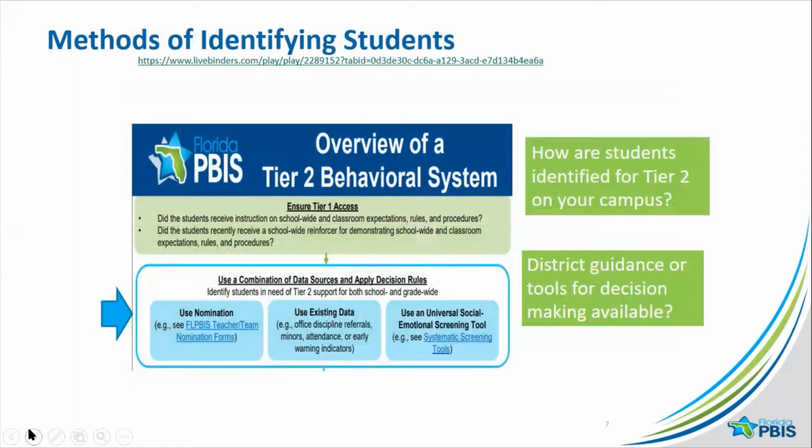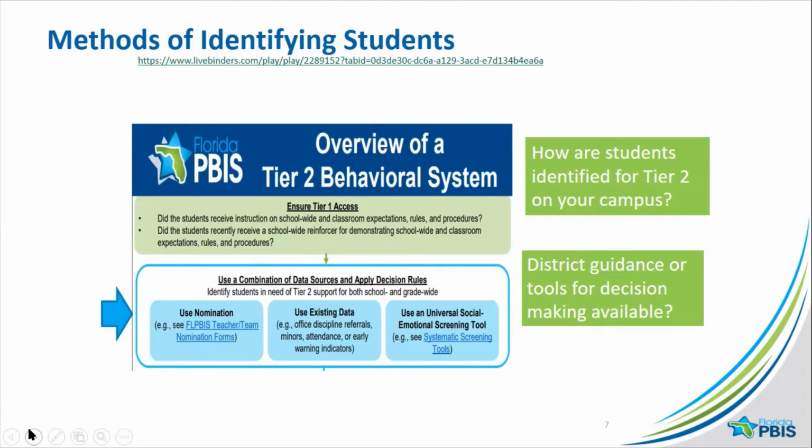Okay, so after evaluating that tier 1 health and looking at the layers of tier 1 health and supporting that, especially your tier 1 PBIS leadership team is always charged with that work. When we get into the specifics of tier 2, we start with how we identify students for tier 2 after we've ensured that they have that healthy tier 1 access.